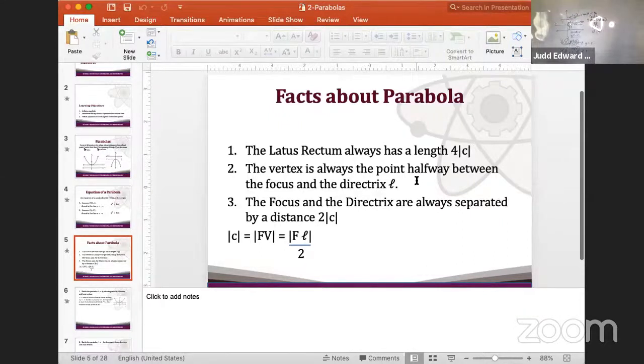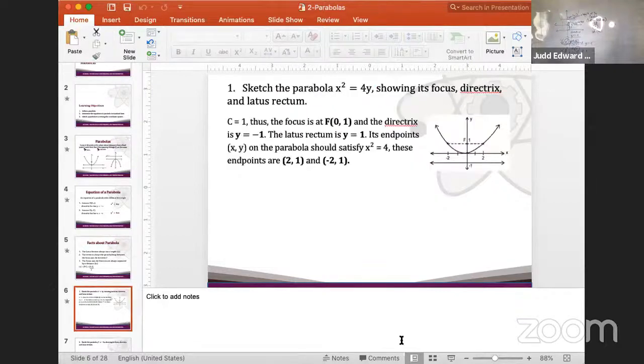Because wherever the focus is, from the word focus, where are you focused? I am focused in front. I am focused on the right. I am focused on the left. I am focused below. Or I am focused on you. Like that. So wherever the focus is, that means that is where the parabola will open. So the focus and the directrix are always separated by a distance of 2c, or the absolute value of 2c. So let's now have an example.